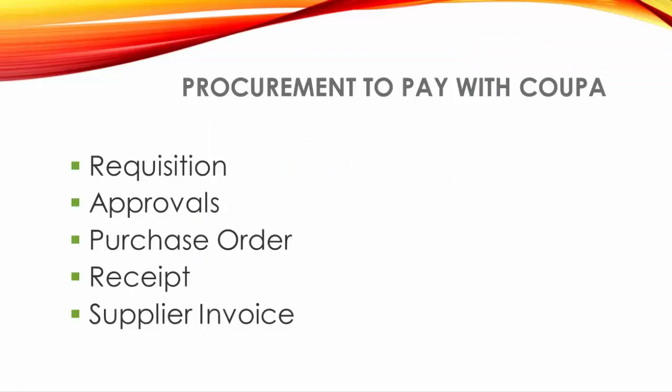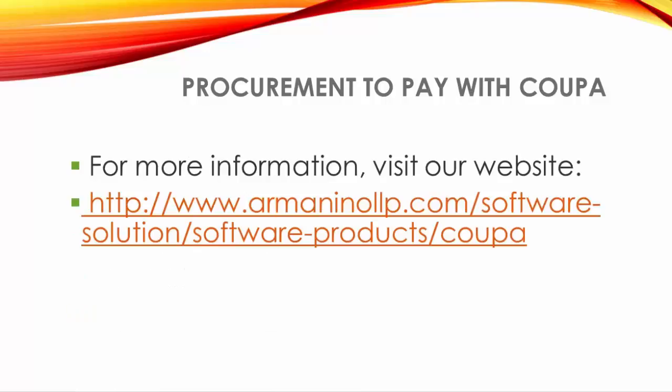So this is a simple procurement to pay process in Coupa. We created a requisition. We went through an approval process. We created the purchase order, sent that out to the supplier. We received the items in, and then we attached the supplier invoice to that PO, and that became an approved invoice.